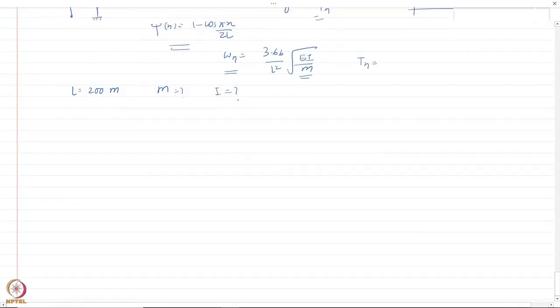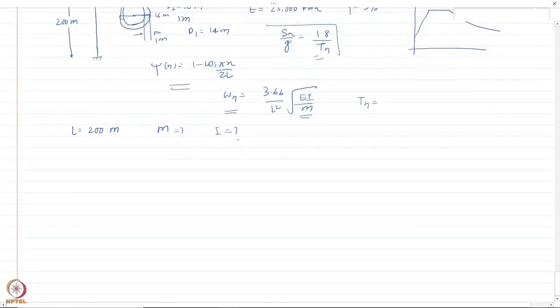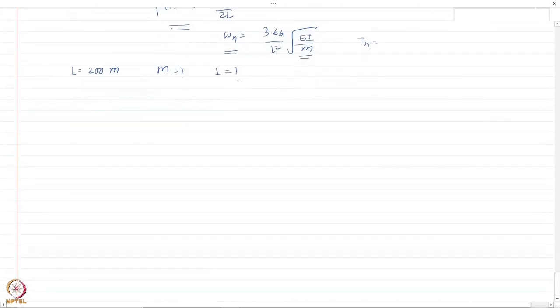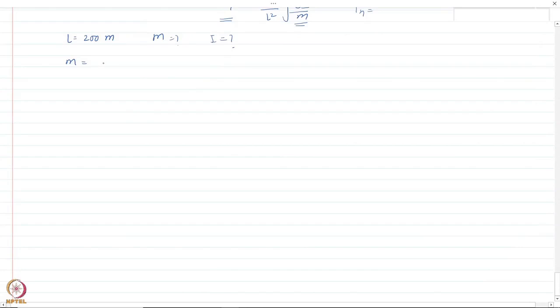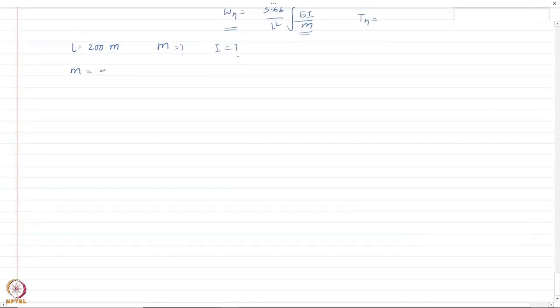Because once I get the Tn, then I can find out what is the spectral acceleration. Okay, so let us do that. Let us find out mass per unit length, which would be nothing but the density of the concrete times the area, not the volume. If I multiply the area with the density of the concrete, it would give me mass per unit length. Now in this case, density is 2400 kg per meter cube, and the area would become pi by 4 times 16 square minus 14 square.